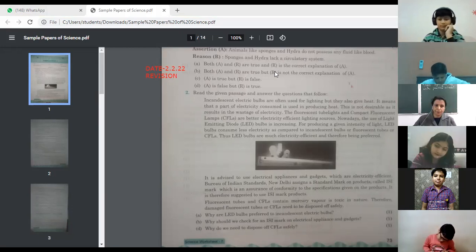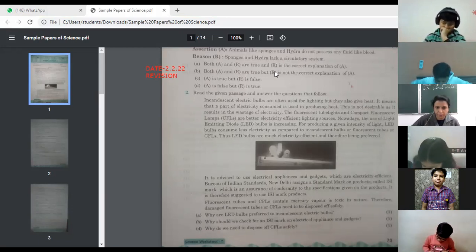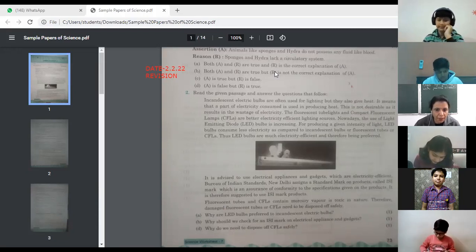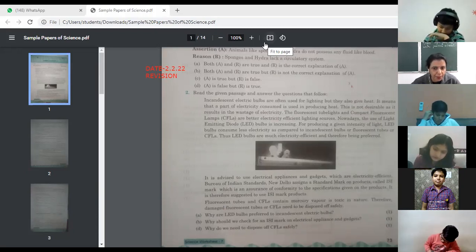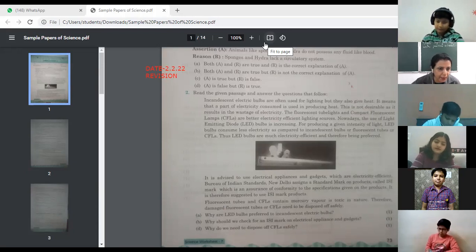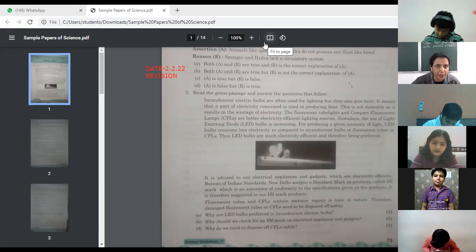Ma'am, the ISI mark is the assurance of the conformity to the specification given on the product. Okay, so the ISI mark gives an assurance. It gives a conformity that this product is safe to use. Okay, this electric gadget or any of the electric products is safe to use. It's not toxic. So that is what the ISI mark shows. So children, whenever you are purchasing any of the electrical appliances, kindly tell your parents to check the ISI mark on it.